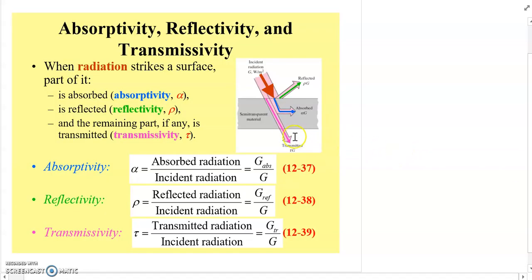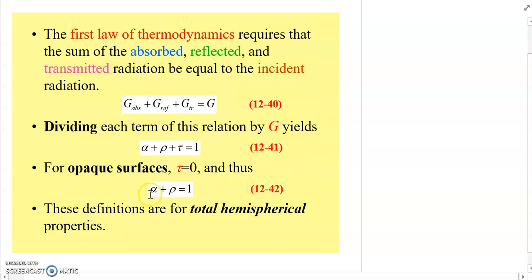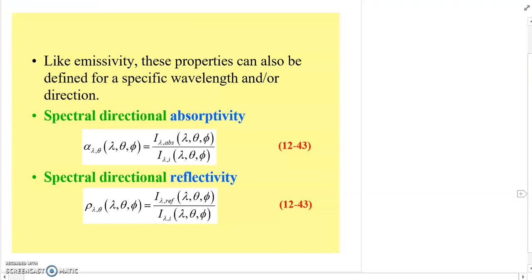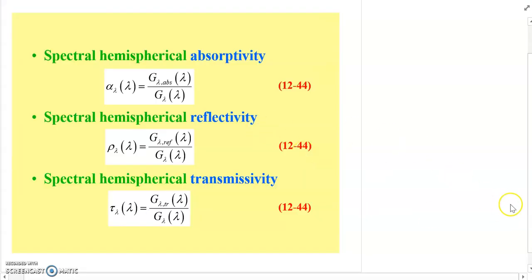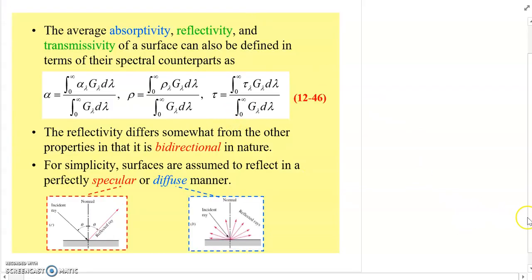For an opaque surface, you will not have transmission, so your tau will be equal to 0. So alpha plus rho equals 1. This definition is for total hemispherical properties. These are just the derivations; you don't need to know them at this stage.